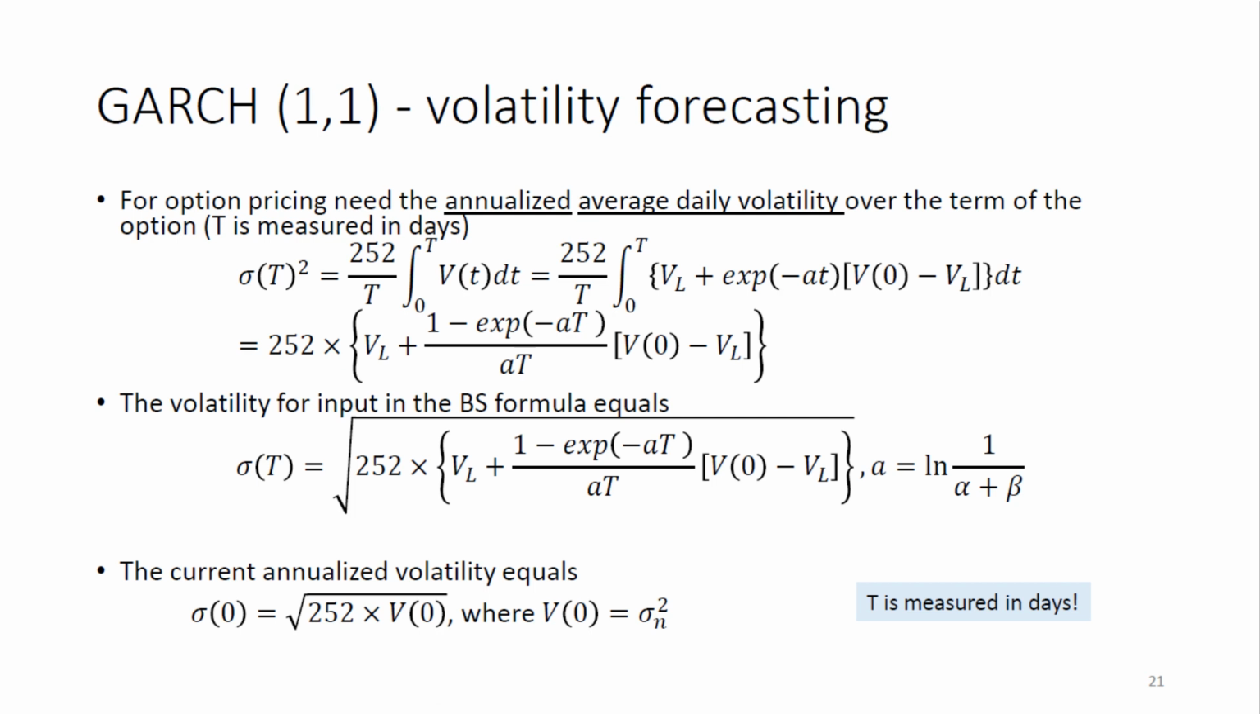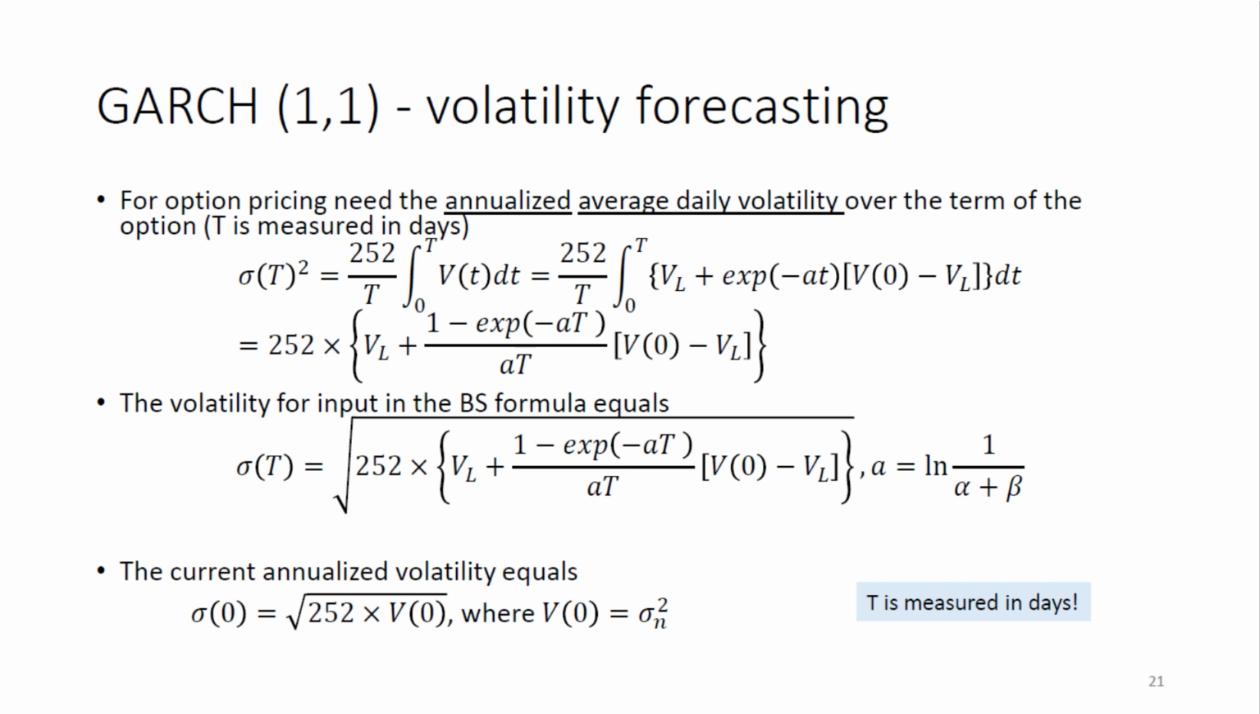So for the Black-Scholes formula, what I need to plug in is that volatility, which means that I need to take the square root of that expression. And then it's very simple, just not forgetting that the time to maturity of the option here is expressed in days, so I need to take care of that when I'm doing the option prices. I need to not forget that it's not in terms of years.